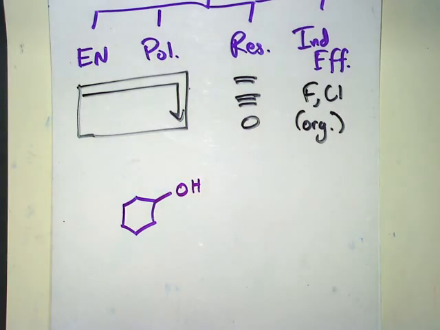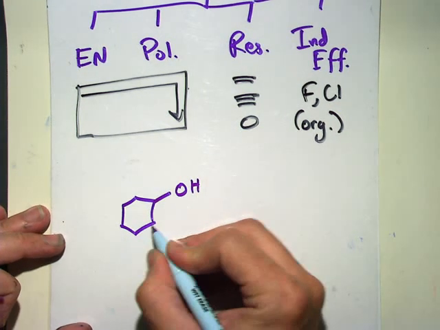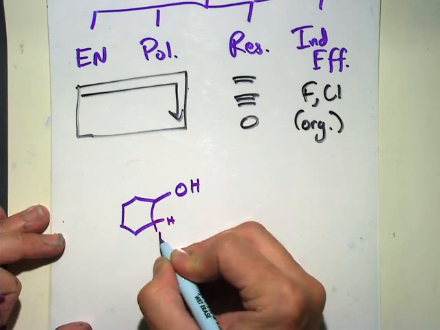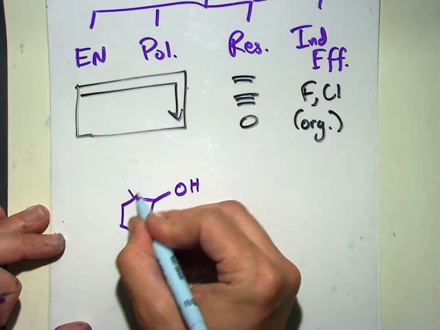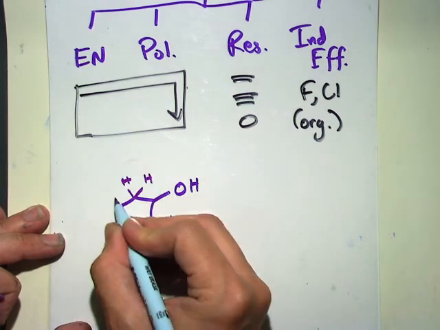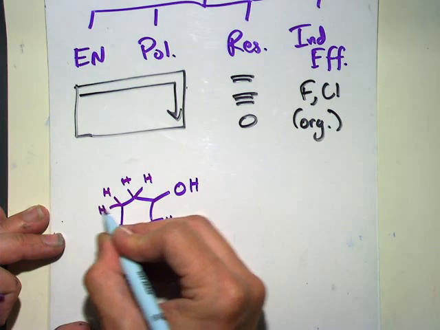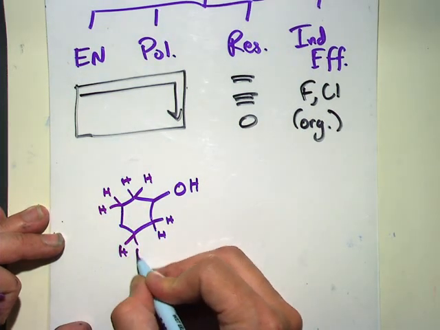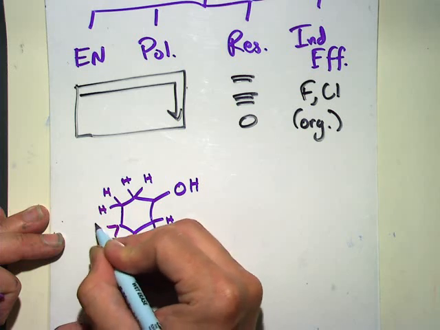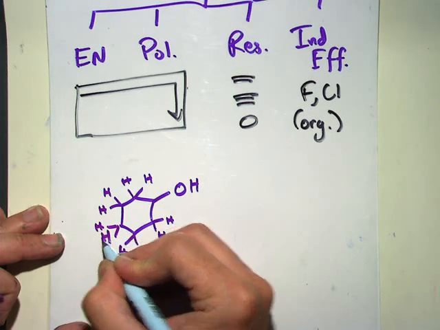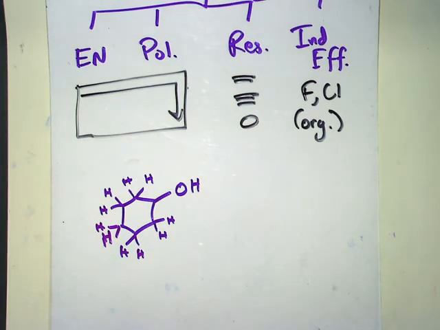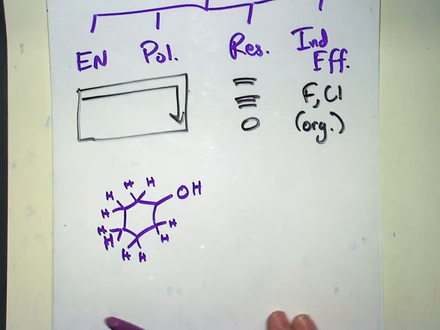Electronegativity, because oxygen is more electronegative than carbon. So oxygen is more to the right on the periodic table. It can hold the negative charge better. So its conjugate base will be more stable, causing the acid to be stronger. So this is the hydrogen you're expecting to lose, not any of these. And that'll be an okay acid.